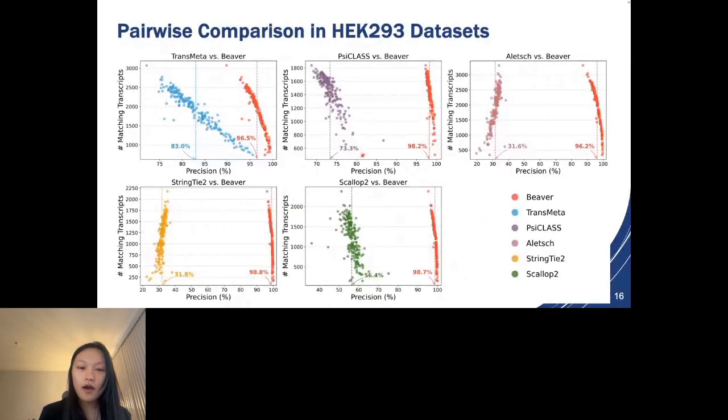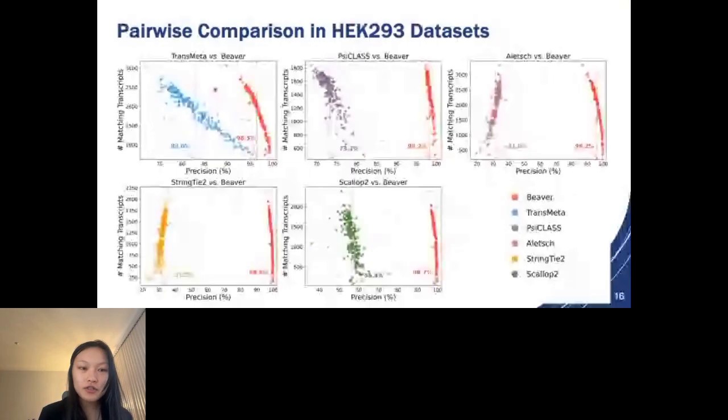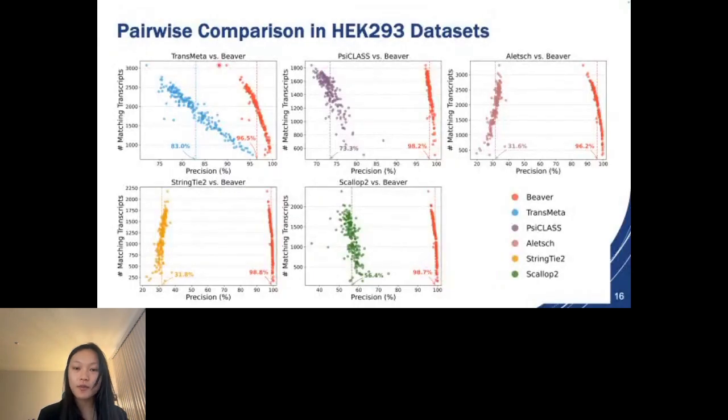This plot compares Beaver, shown in the red points, against the other assemblers. Each point here represents the performance for one cell in the dataset. The x-axis is the precision and the y-axis is the number of matching transcripts, indicating the recall. The vertical dashed line here indicates the average precision level achieved.